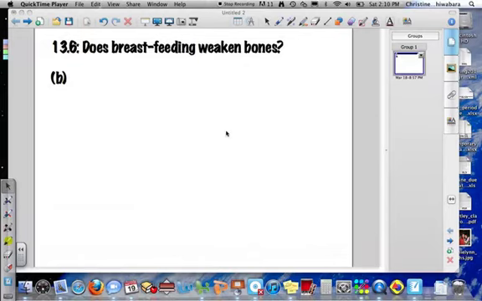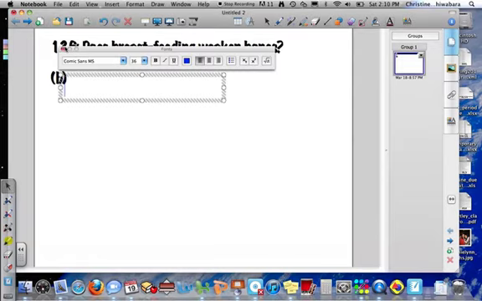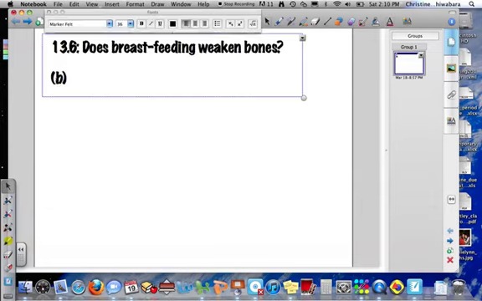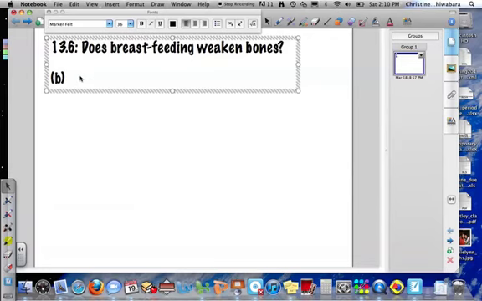Okay, so we're going to start part B for 13.6, is breastfeeding weakened bones. And we have the question: examine the data graphically and numerically. Write a few sentences comparing the change in bone mineral content for the two groups. So you should have already entered in the data for the two lists for breastfeeding women and other women. Please make sure that you have the breastfeeding women in list 1 and other women in list 2.